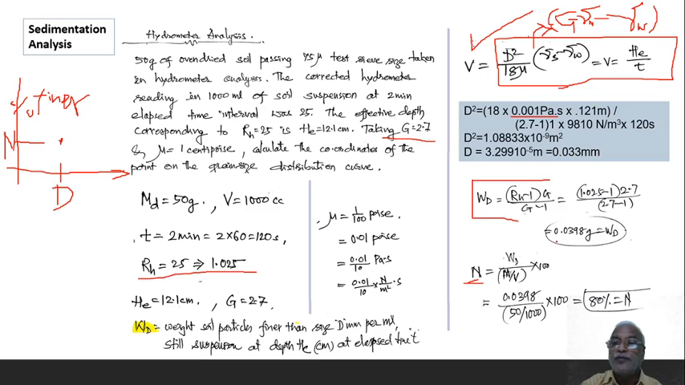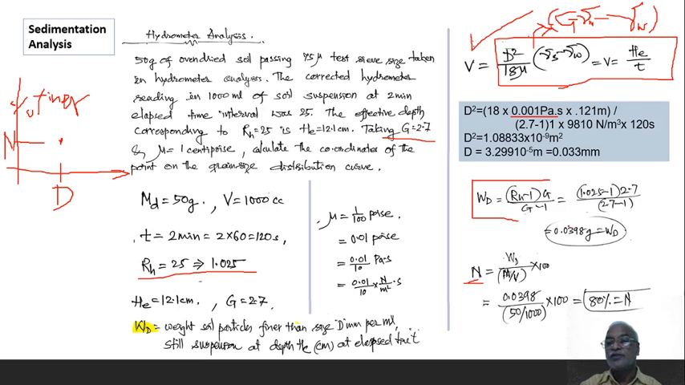Now WD, 0.0398 grams of soil, is finer than 0.033 mm, but this is out of m by v, 50 grams. So that's why the percentage finer becomes 80%.